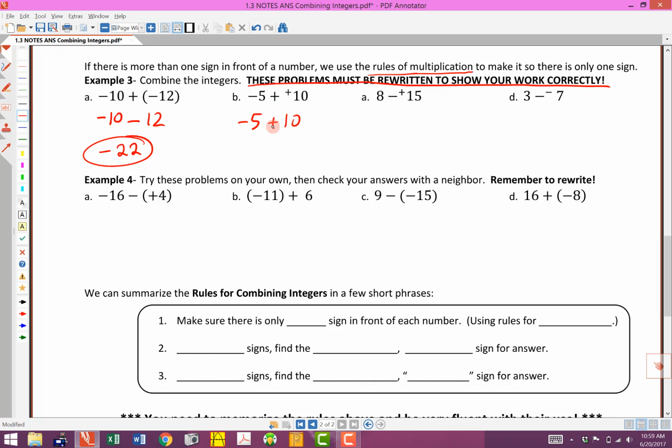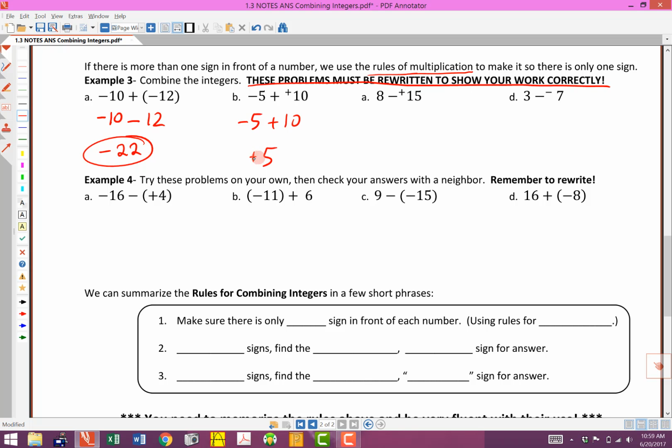Now we can use our rules because we've got one sign in front of each number. This one's negative, this one's positive. So again, I'm going to cover these up, just pretend. Okay, we need to find the difference between the two of those. The difference between 5 and 10 is 5. We do a little subtraction problem. And then to figure out the sign of the answer, we figure out which one's bigger in absolute value. So the biggest one is the 10. The 10 is positive, so the answer is positive.